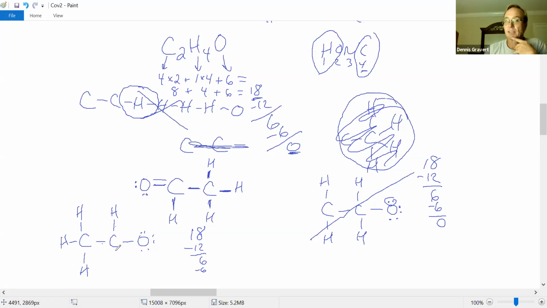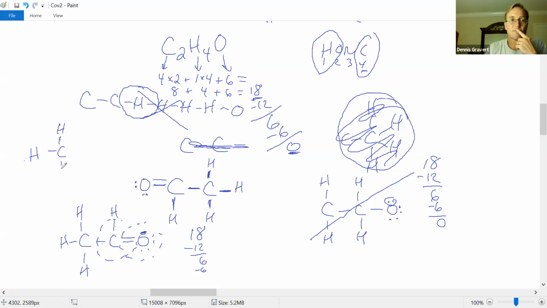This carbon's not an octet. And ooh, now I can borrow this and put the double bond here. And now this oxygen sees 8 dots. This carbon sees 8 dots. We're happy again. So there's actually 2 molecules with the formula C2H4O. These 2 molecules.